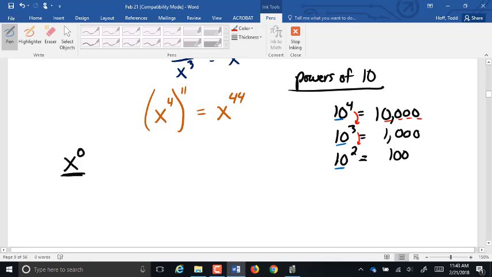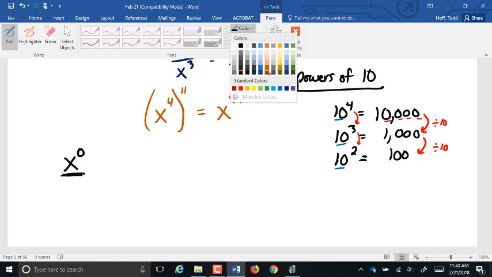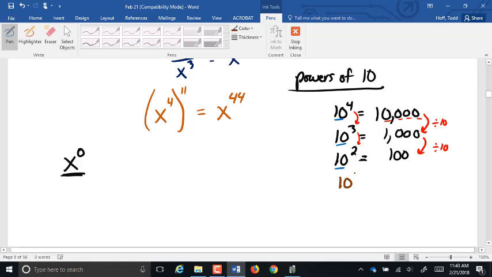What happens to our result? Well, we went from 10,000 down to 1,000. It was divided by 10. From 1,000 down to 100, it was divided by 10. So if we keep going with our pattern here, reducing that power by another one, 10 to the 1, well, that's just a single 10, so that's 10. And we can see the pattern continues. We reduce the power by 1, the result was divided by 10.